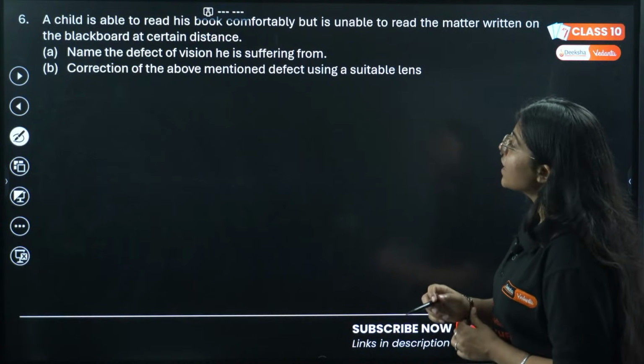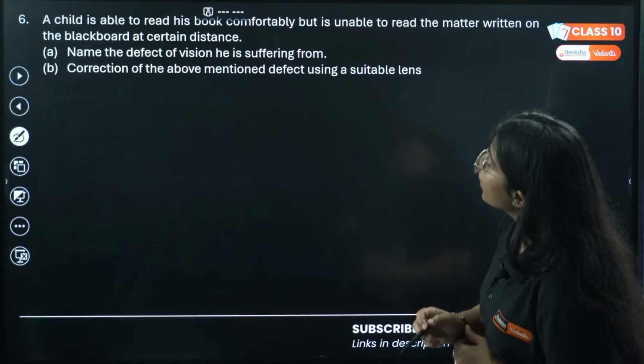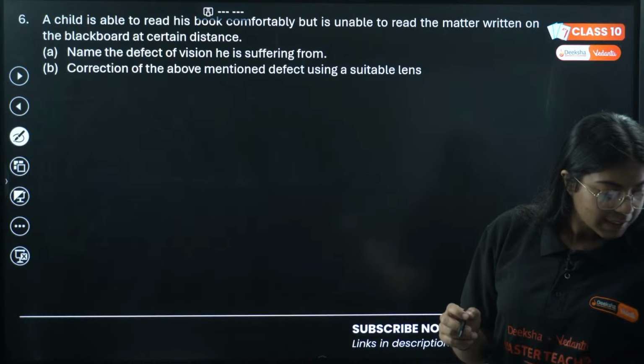Okay, a child is able to read his book comfortably but is unable to read the matter written on the blackboard at a certain distance. What kind of defect does he have?